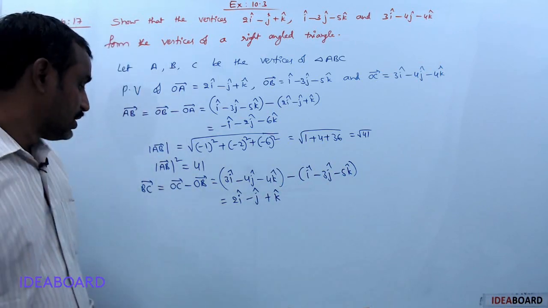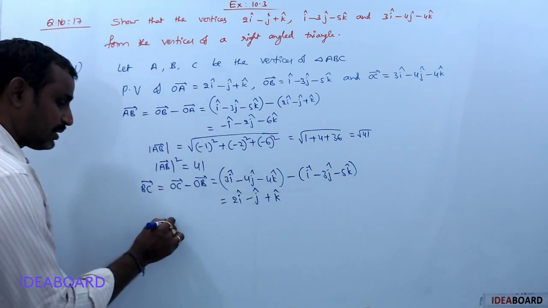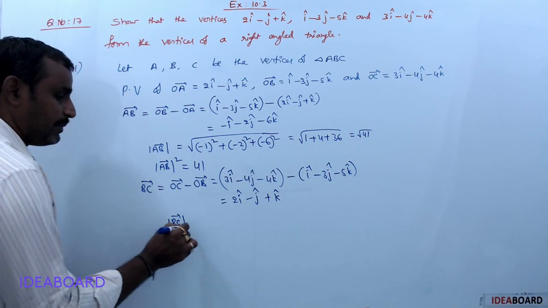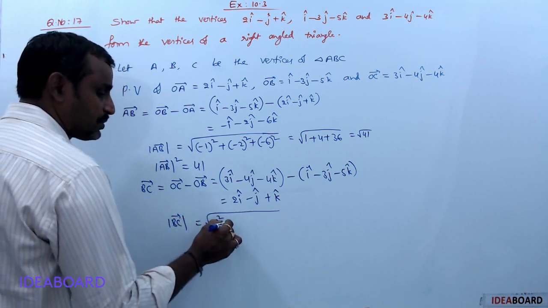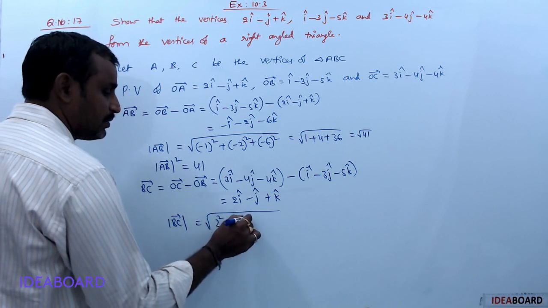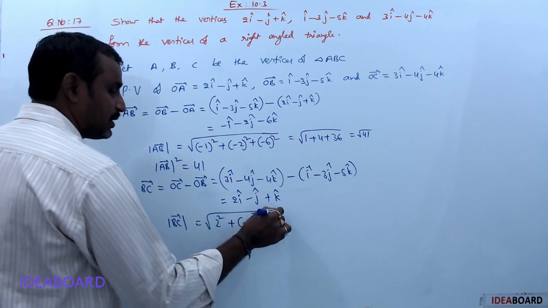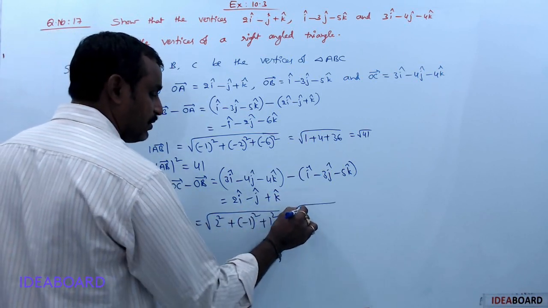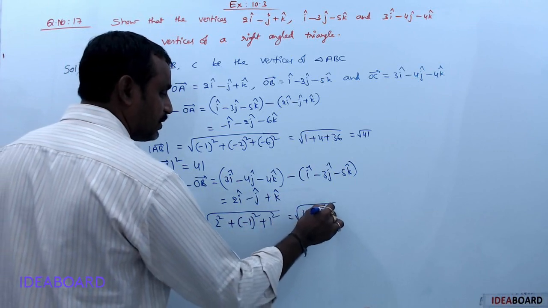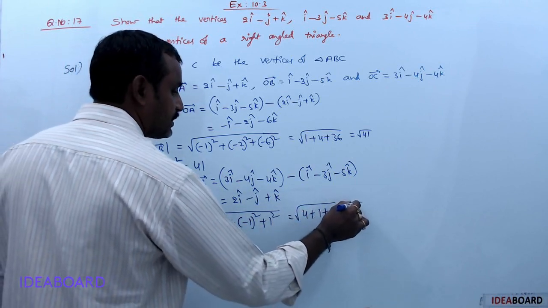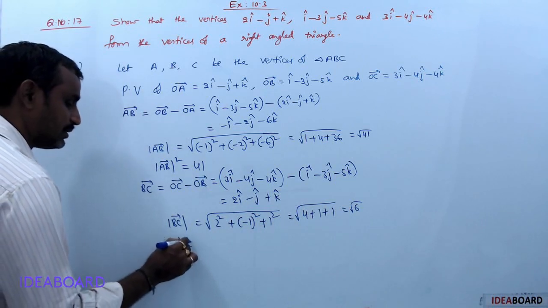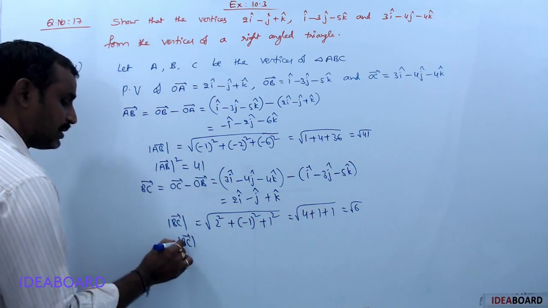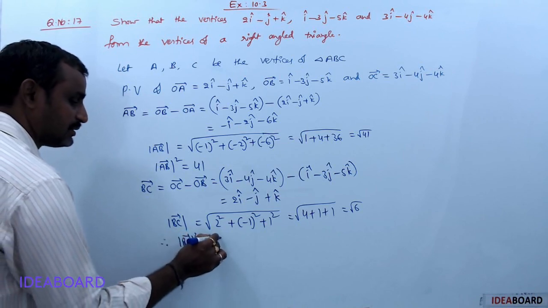Now magnitude of BC bar you can calculate. Magnitude of BC bar: scalar components of 2 square plus of minus 1 whole square plus 1 square. So now square root of 4 plus 1 plus 1, so root 6. Therefore magnitude of BC bar whole square is 6.